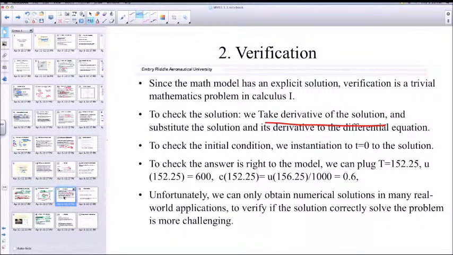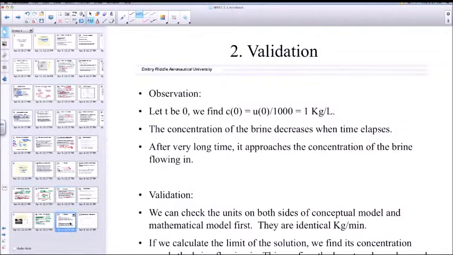Sometimes, unfortunately, we only get the numerical solution. You cannot plug it in. There's nothing to plug in, no formula. So verification is a little bit harder, but we have a standard method to do it. So validation is what I am concerned with.